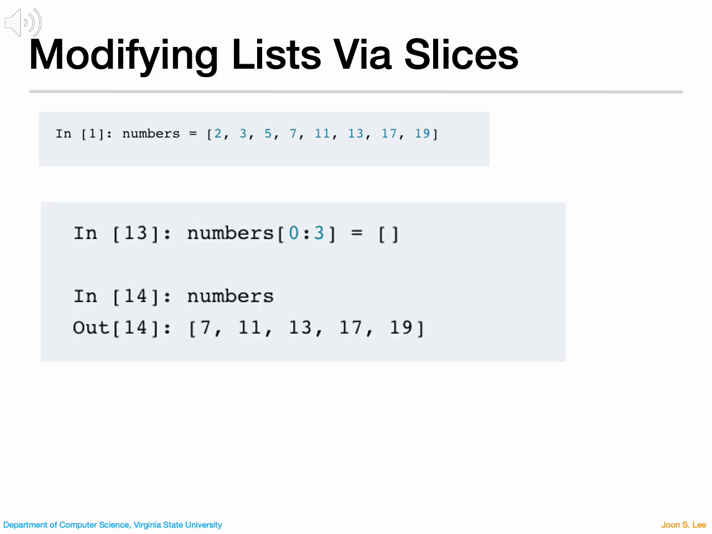In this example, numbers[0:3] refers to the first 3 elements of the list. Instead of replacing them with new values, we assign an empty list. This effectively removes those elements from the list. So after this operation, the first 3 elements are deleted, and the remaining elements shift forward. This shows that slicing can also be used to remove multiple elements from a list.